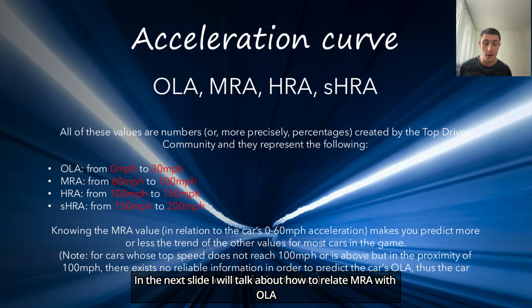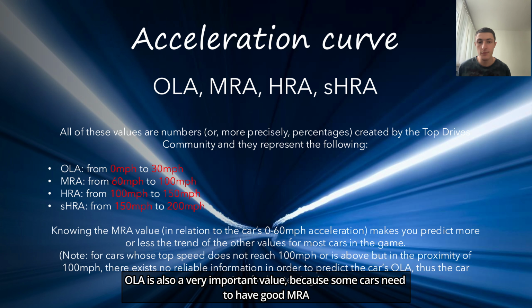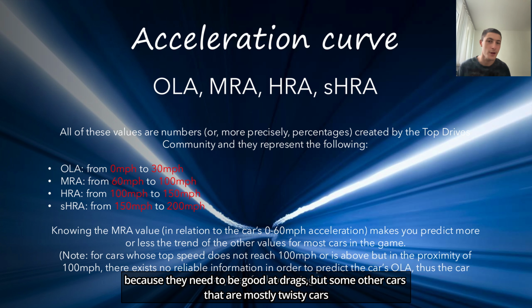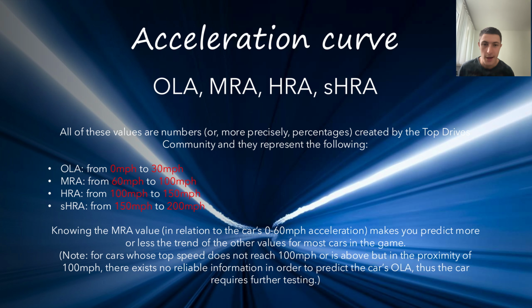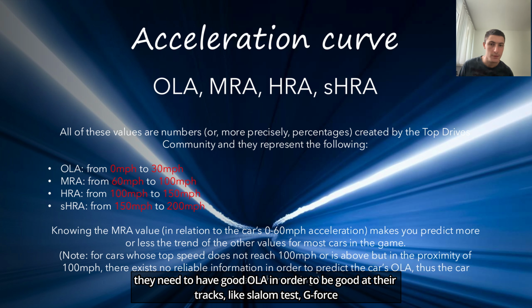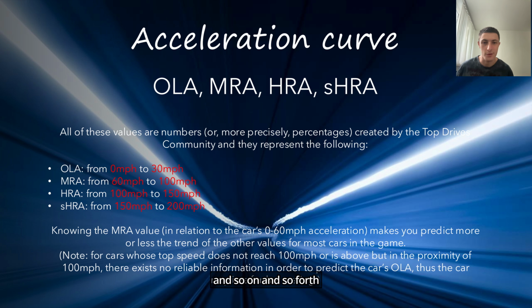In the next slide, I will talk about how to relate MRA with OLA. OLA is also a very important value because some cars need to have good MRA because they need to be good at drags. But some other cars that are mostly twisty cars need to have good OLA in order to be good at their tracks, like slalom tests, G-force, and so on and so forth. So, into the next slide.